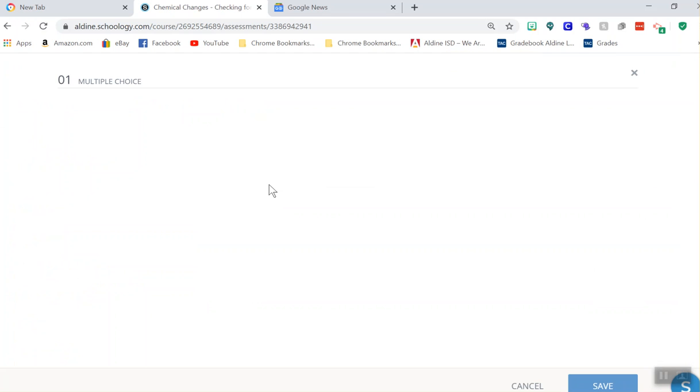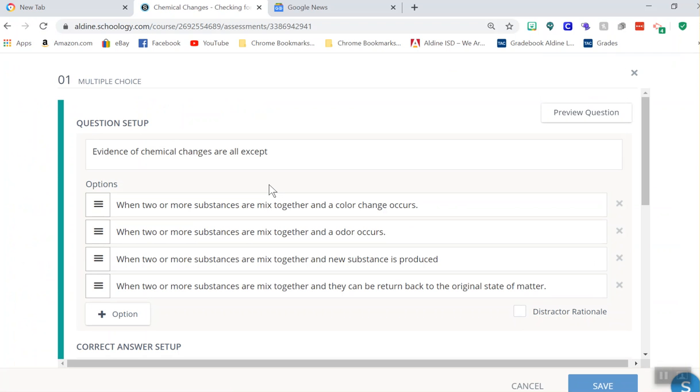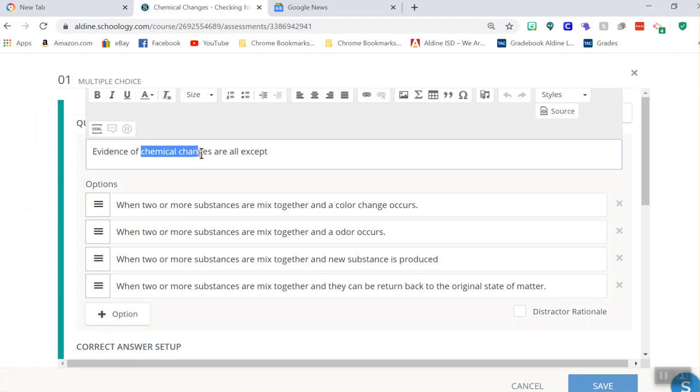Evidence of chemical changes are all except. Now remember, chemical changes means it's changing into a different substance. That's one thing we got to remember. And it cannot be returned back to its original self. Also, evidence of chemical change is it gives off a little heat. So these are all the things that I know about chemical changes.